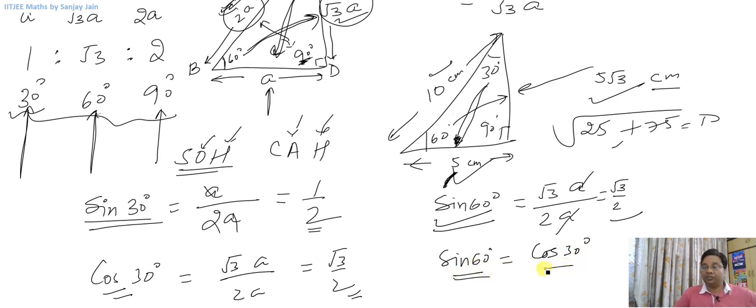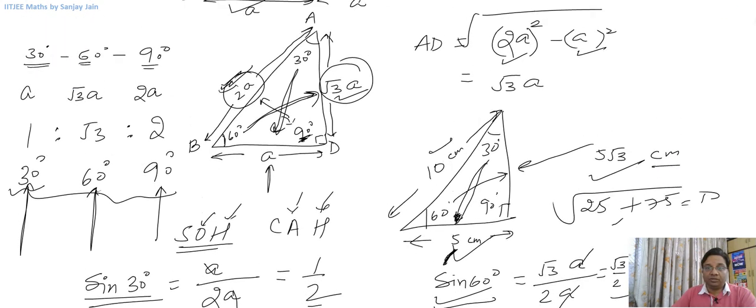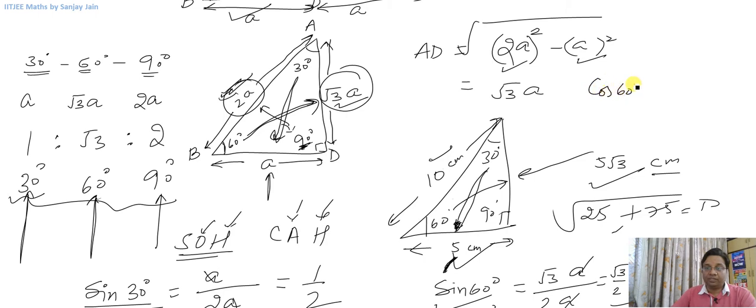We will learn about this also. These two angles are also known as complementary angles. So we will discuss complementary angles in a short while. For now you know the values of sine 30, sine 60, cos 30, and similarly you can find cos 60. What will be cos 60? It will be adjacent. Which is the adjacent side to 60 degrees? This is A, upon hypotenuse, that is 2A. So cos 60 is 1 by 2, which was also the value of sine 30. So sine 30 is equal to cos 60.